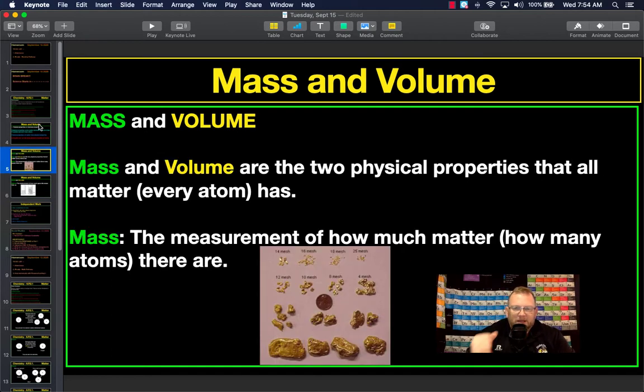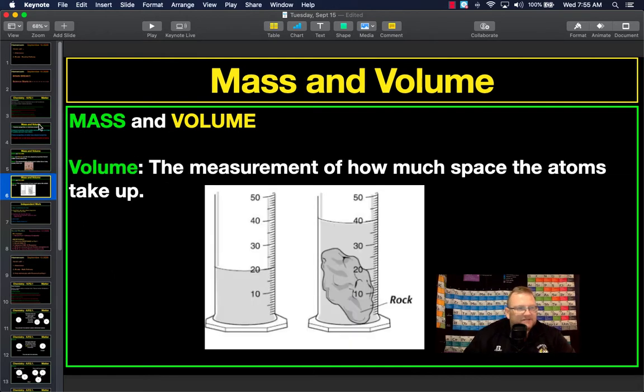Okay, so if we jump back up here to the gold, which row has the largest volume? Just by looking at it. We're not going to measure it, just largest versus smallest. Bottom row, because it takes up more space. Those big chunks take up more space than those little bitty chips on the top. Okay, so that's mass and that's volume.